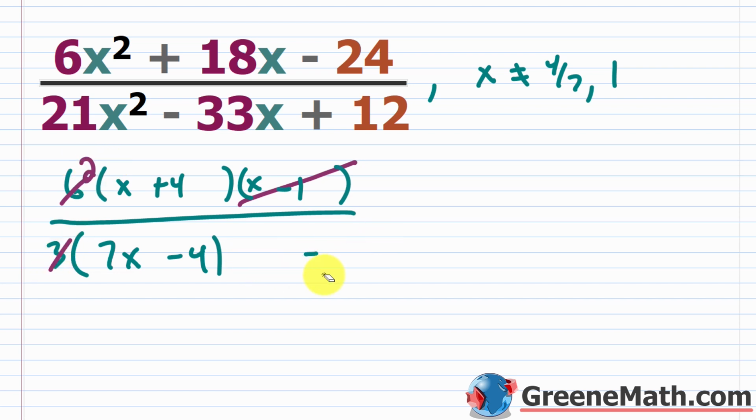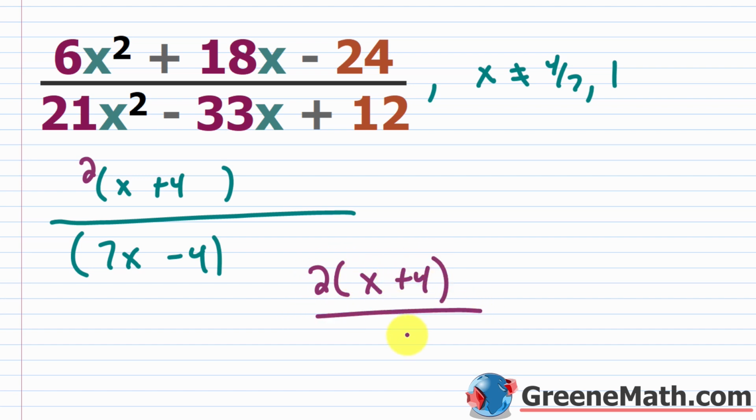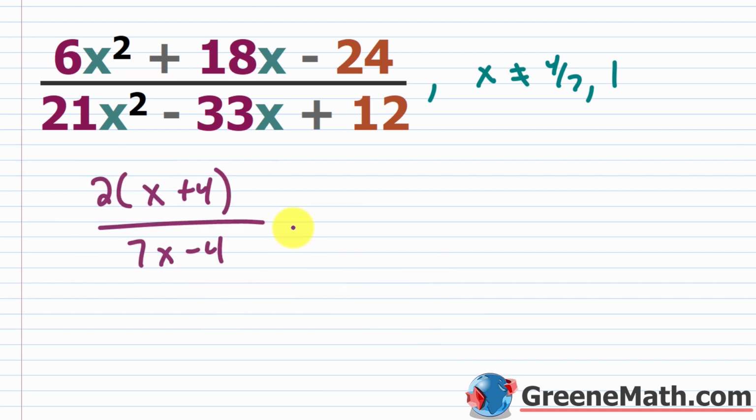So I can really just erase this and get rid of this and this. And I'll just write this as 2 times the quantity x plus 4, over my 7x minus 4 like this. So this would be my simplified version. And then my restrictions always come from, again, the original rational expression. So I'd say x is not equal to 4 sevenths and also positive 1.